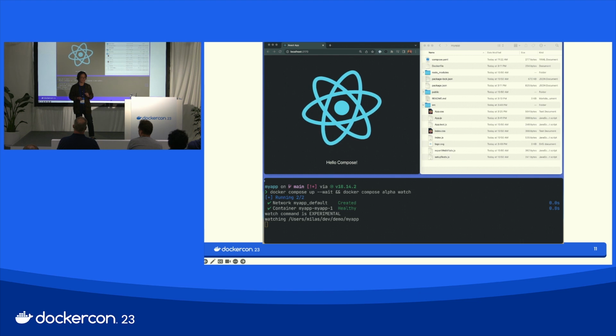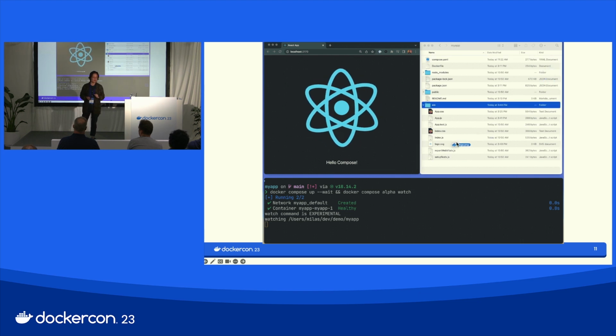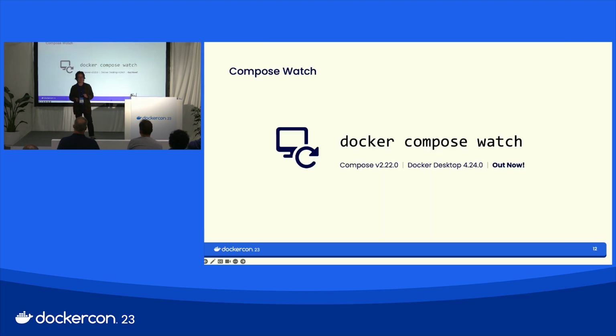Any of you that are particularly keen-eyed may see that this is an older version that still has our alpha prefix in the experimental, but I'm really excited our team has now released Watch in GA so that you can go ahead and check it out now as part of the latest release of Docker Desktop.